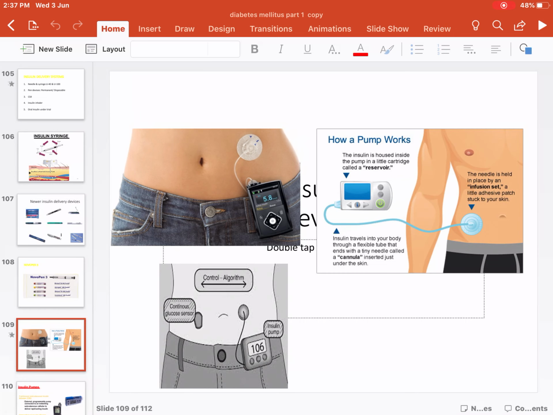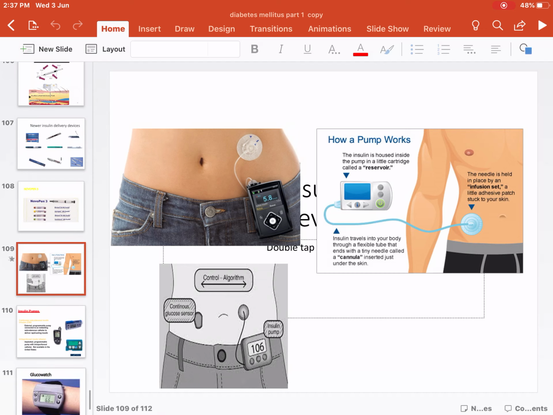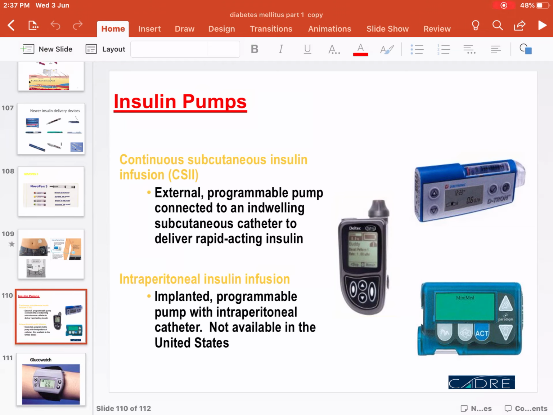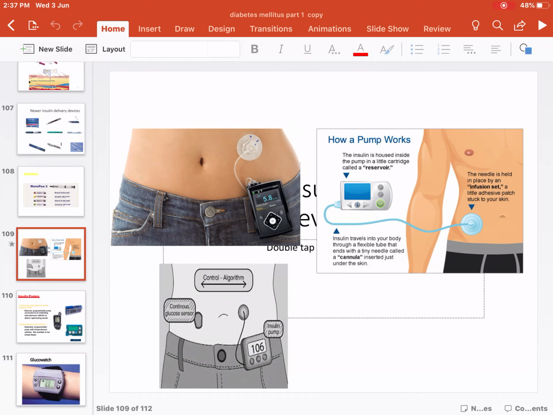The next one is the pump. This is the pump. It's a Medtronic pump. Inside of this, we can put the insulin cartridge. These are programmable just like any electronic instrument, just like a video game where it can be programmed, and this can be fixed onto the body. And it can release insulin as per the need.